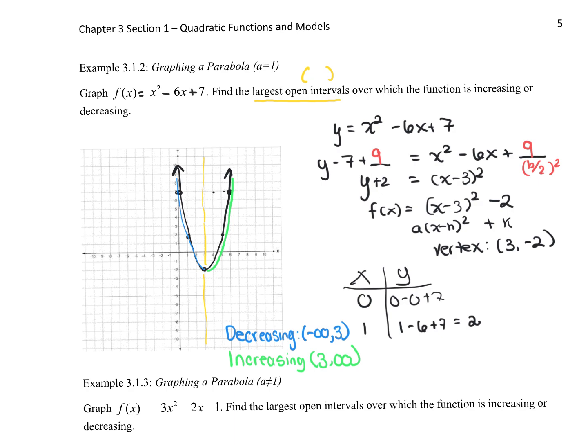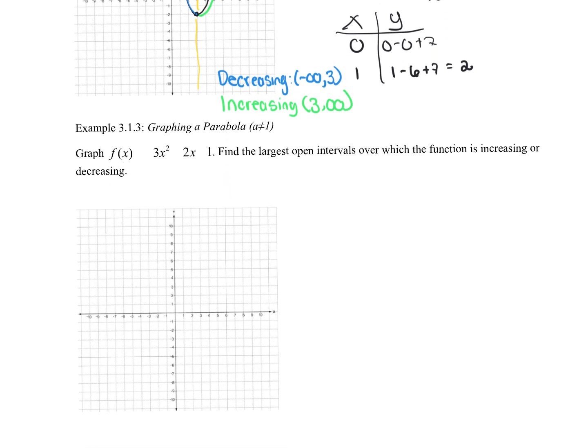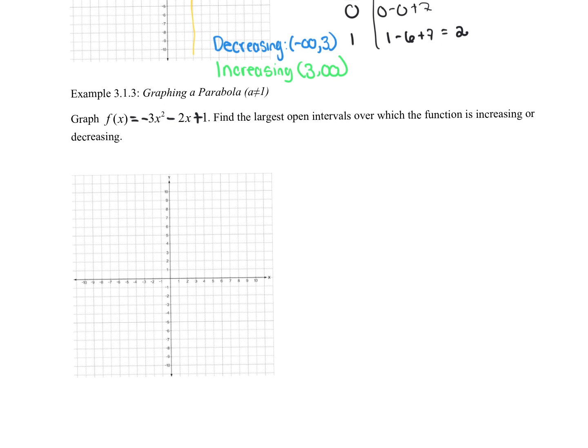Let's try another one. This one should say equals negative 3x squared minus 2x plus 1. Same directions, find the largest open intervals over which the function is increasing and decreasing, and graph it. Okay, let's see. Let's do the graphing first. So I'm going to move the 1 over. Y minus 1 plus blank equals, this a value is a negative 3. So you have to remember, pull out the negative 3. X squared, you pull the negative out, so it makes it a plus.